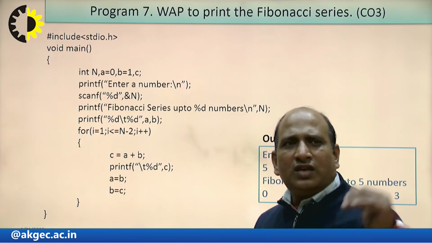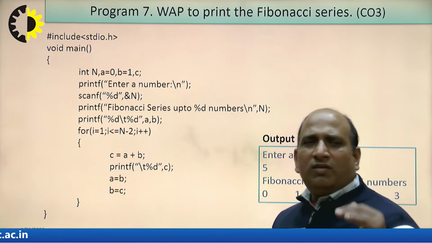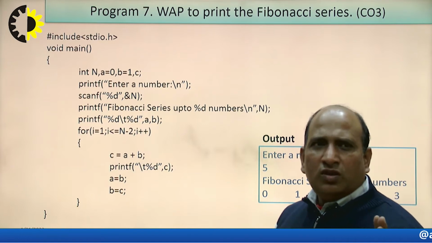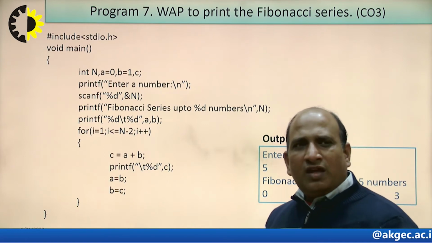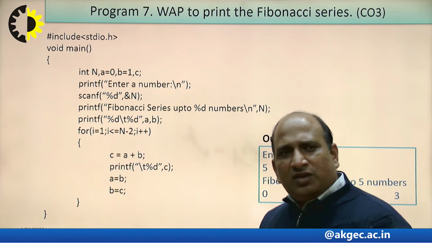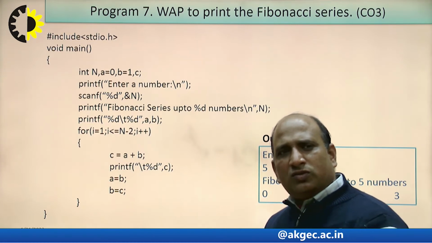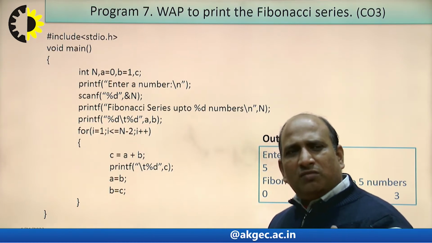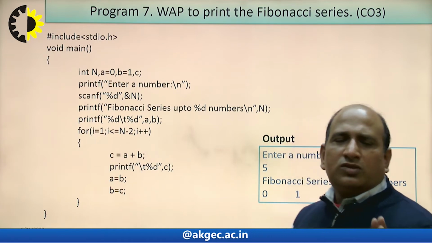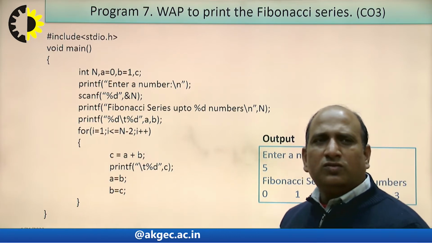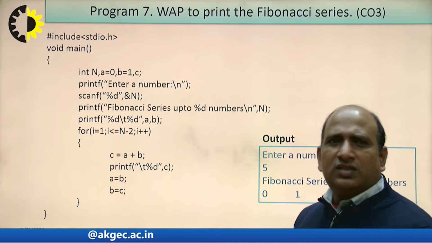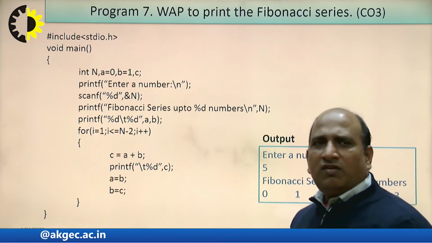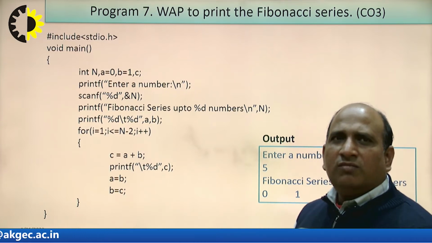Now control will again come to the loop. C will be computed: 1 plus 1 is 2, and that 2 will be printed. Then C becomes B, so B equals 2, and B, which was 1, becomes A, so A equals 1, and thus 1 plus 2 is computed into C, and C is printed. This way the Fibonacci series will be printed.